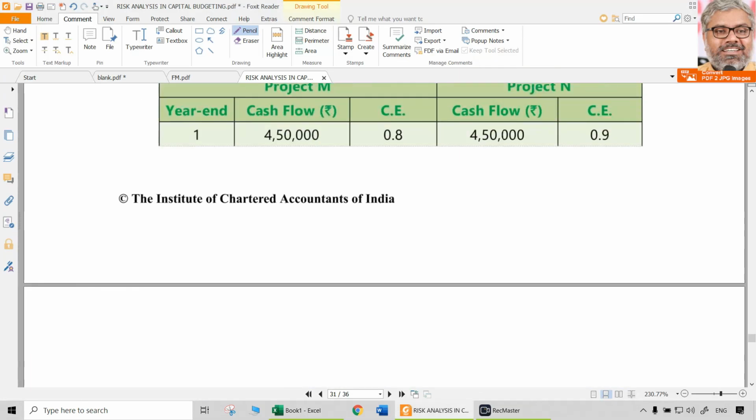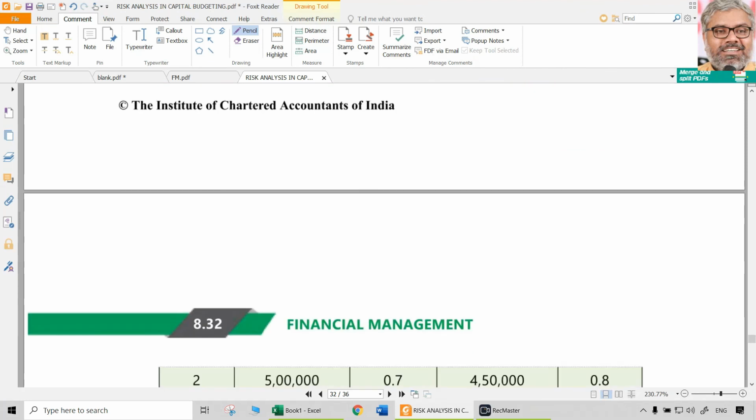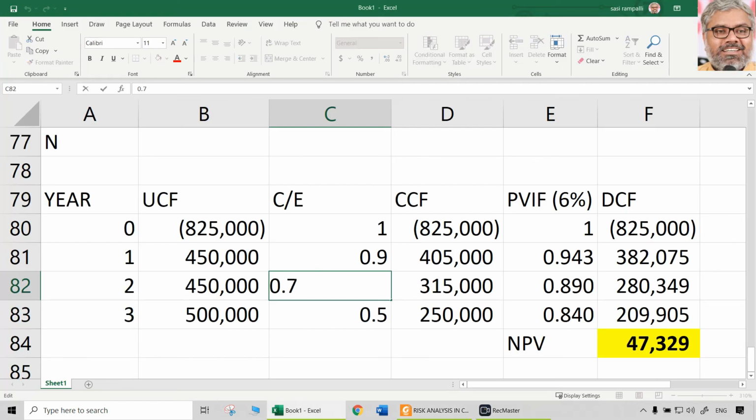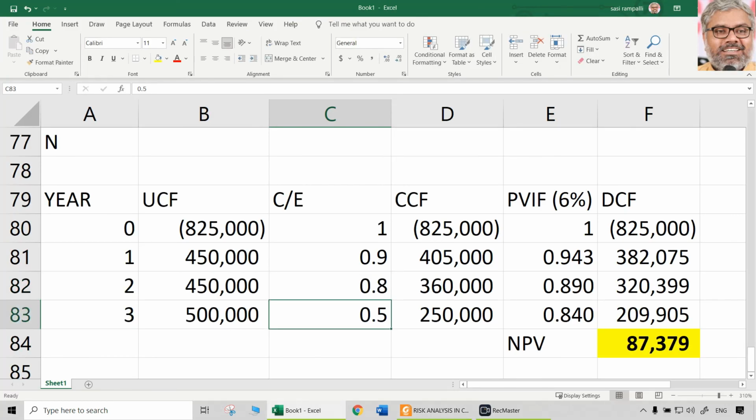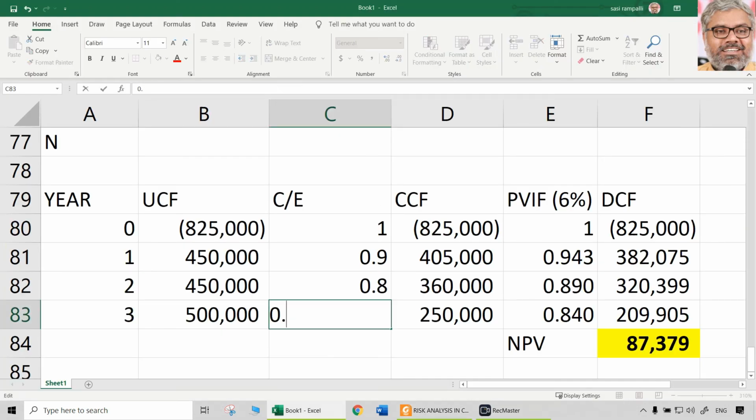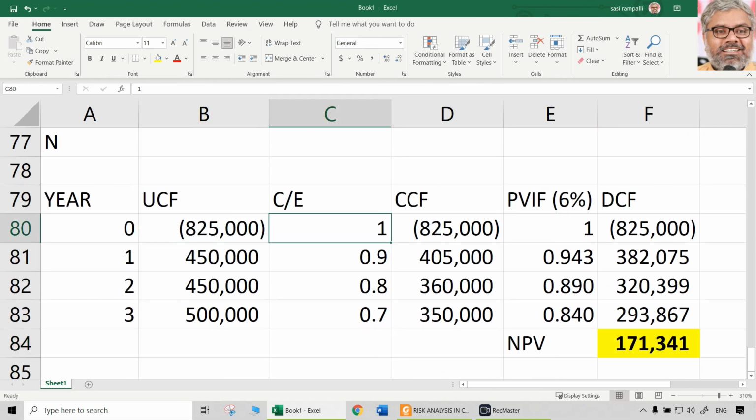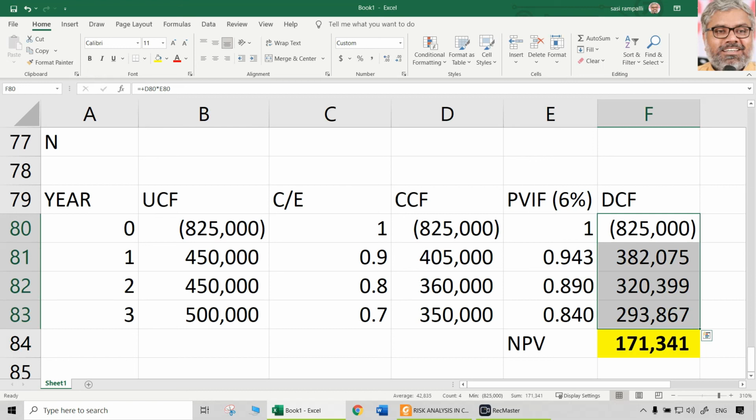Then coming to certainty equivalents, year 0 will be always 1. Year 1 it is 0.9 for project N. Then year 2 it is 0.8 for project N. Then 0.7 for the third year. That's it. Multiplying the cash flows with certainty equivalent will give us certain cash flows. Multiplying with PVIFs at the rate of 6% will give us discounted cash flows. Total of all of that will give us NPV.